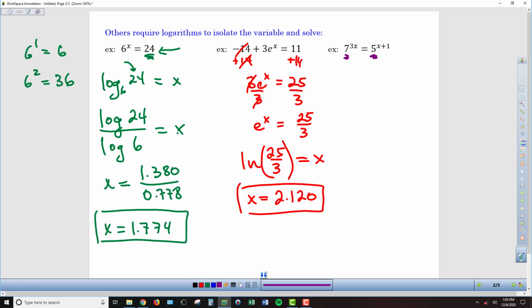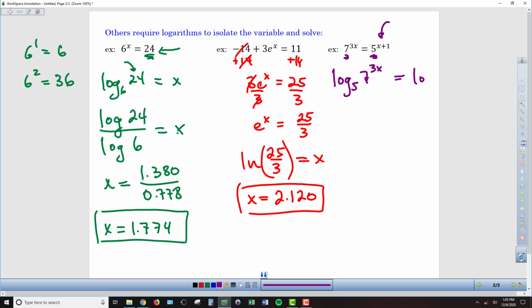I'm also going to choose to use the base of my logarithm as being for the part of the equation that has the more complicated exponent. So the x plus 1 I would say is slightly more complicated because it's got two separate terms as opposed to the 7 to the 3x which just has one term in the exponent. So for that reason, I'm going to take the log base 5 of both sides.